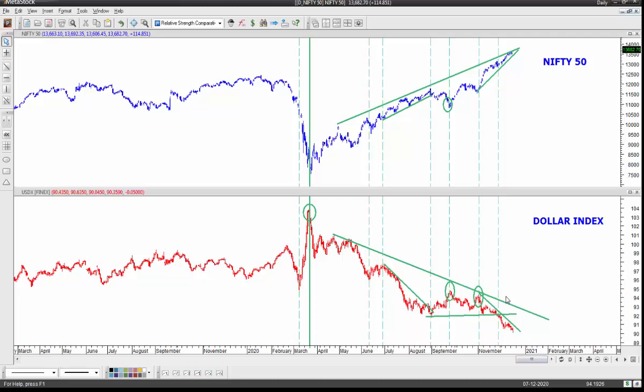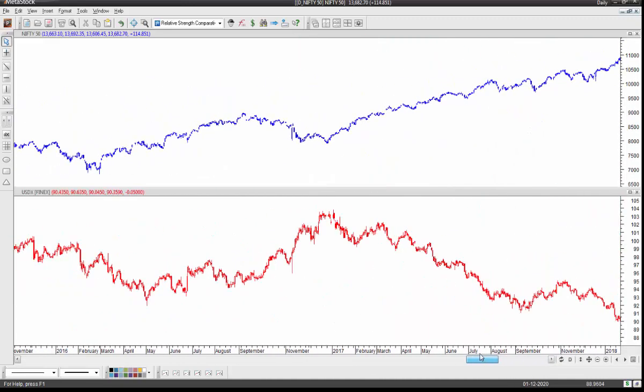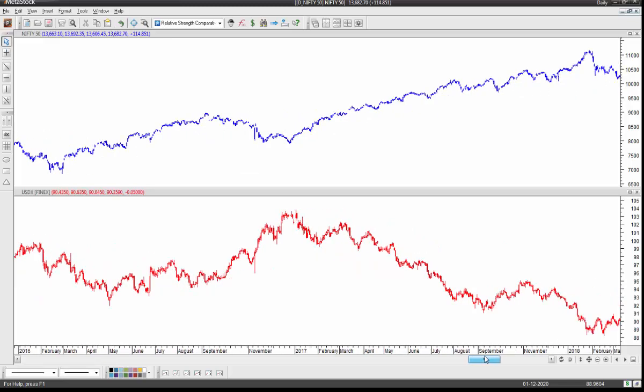So it is inversely correlated when the trend is there. You tend to look out for, say, a dollar index reversal signal. If you see a reversal on the dollar index, you start getting cautious on the Nifty, which is where we are right now. So we are watching this index very, very closely. Let us look at other time frames where this has worked superbly well.